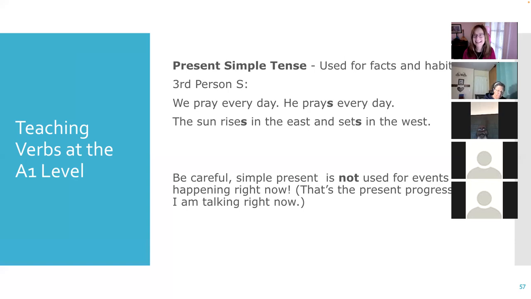Okay, another confusing thing sometimes about simple present tense is that it's not actually used for the present. If we are talking about something that is happening right now, right this moment, we use the present progressive. It's also called the present continuous. So I can say, right now, I am talking. We don't say, right now, I talk. We have to use am talking with the ing to talk about things that are happening right now. And so students need to understand the differences between those two, between the present progressive and also the simple present tense, when to use those.